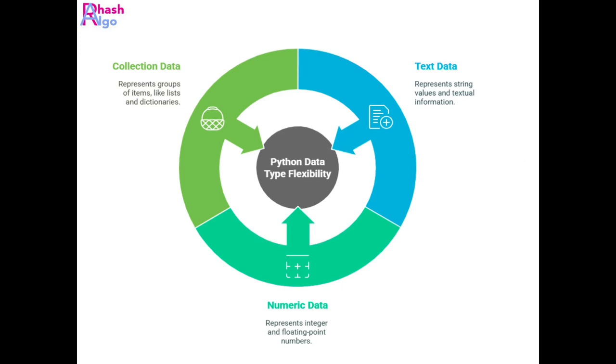In this video, we are going to talk about Python data types. Data types define the kind of value a variable can hold in Python. Python offers flexibility with several built-in data types such as text data, collection data, which represents groups of items like lists and dictionaries, and numerical data like integer and floating point. When it comes to text data, it will be a textual value, nothing but a string value.